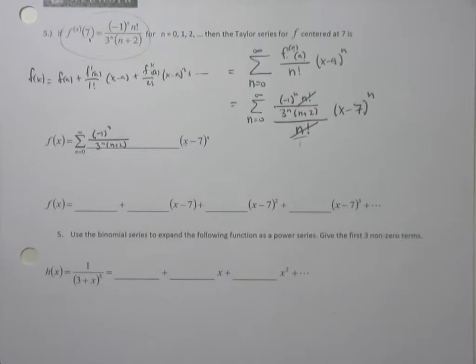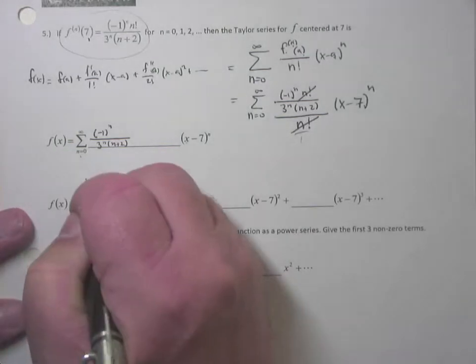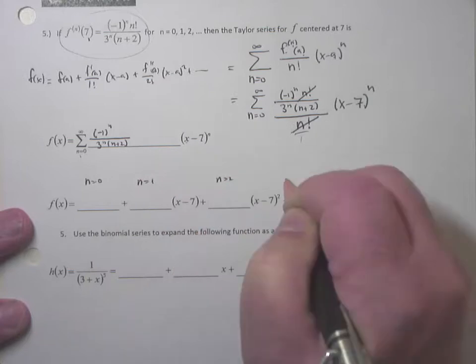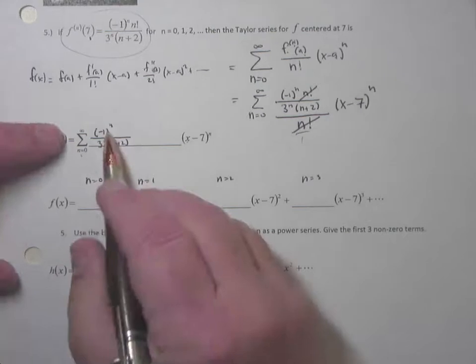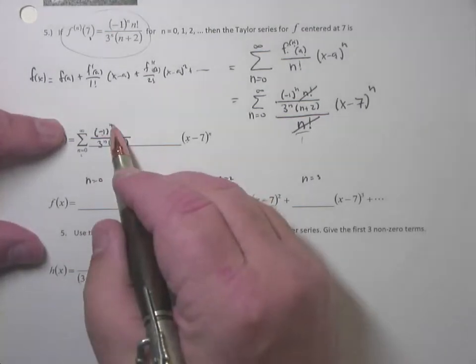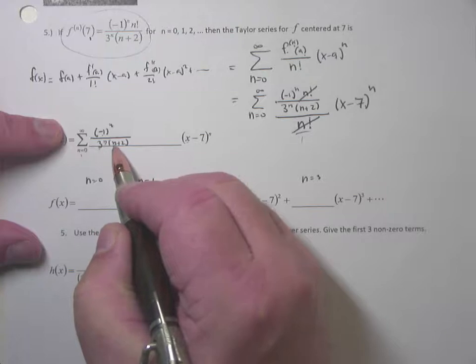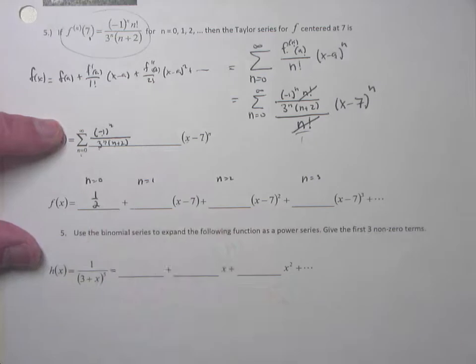Now, you're supposed to write this guy out. So here we go. To write this thing out, this series starts with 0. So this is n equals 0. This will be n equals 1, n equals 2, n equals 3. That's what we need. So n equals 0, plug 0 in this thing. Negative 1 to the 0 is 1. 3 to the 0 is 1. And 0 plus 2 is 2, so that gives you 1 half.